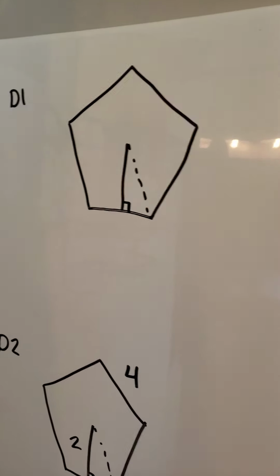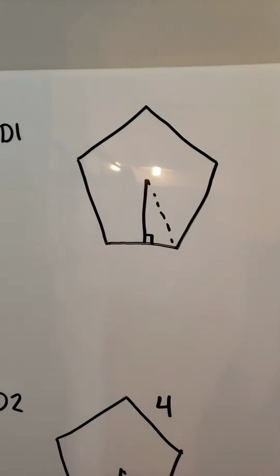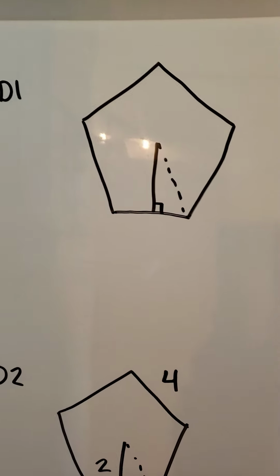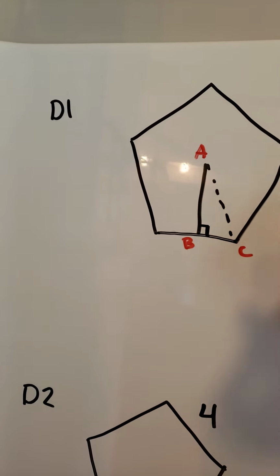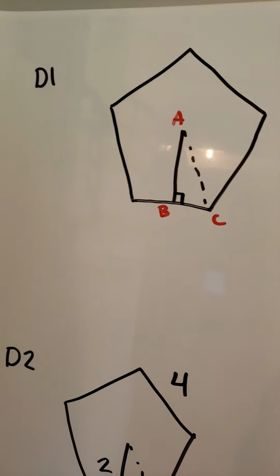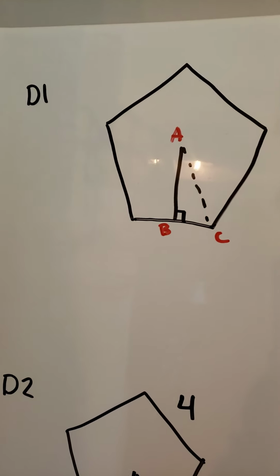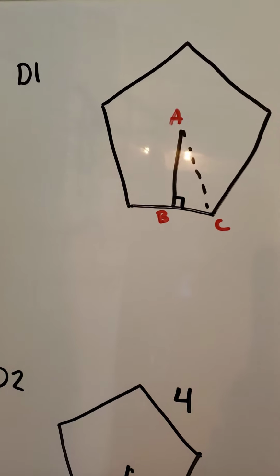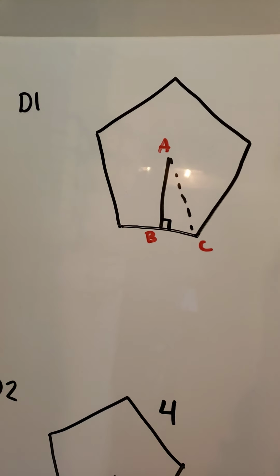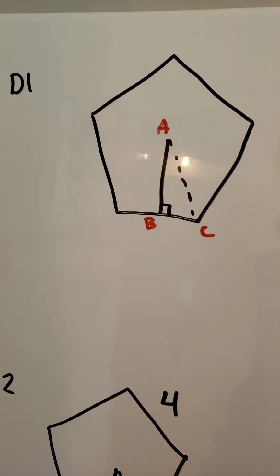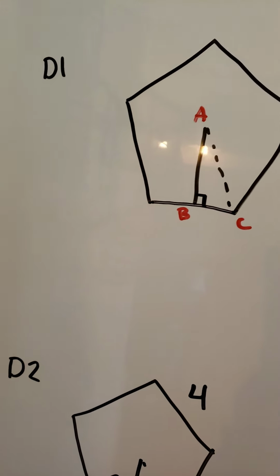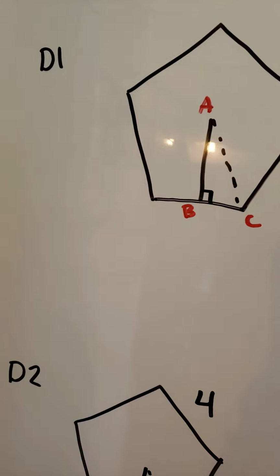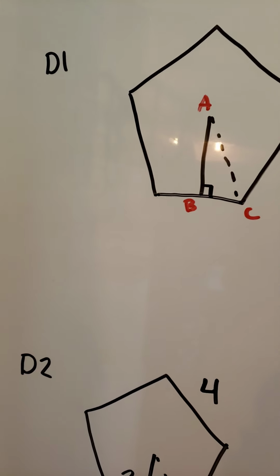All right, guys, this video is going to be a tad bit longer because I just want to do a quick recap. So day one, A, B, C. I asked you to name a radius. You would tell me if I asked you to name a radius that it was segment AC. If I asked you to name the apothem, you would tell me it was segment AB. If I asked you to name the center, you would tell me that the center was point A.